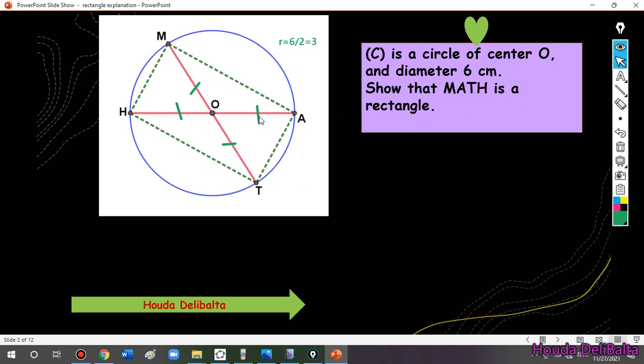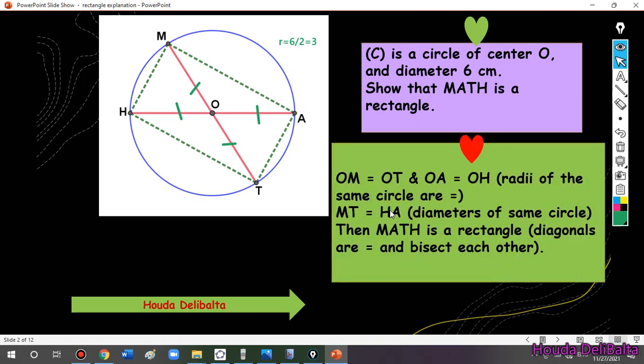MT and HA represent diameters of this same circle, then definitely MT and HA measure 6 centimeters, so they are equal. They bisect each other because simply OM is equal to OT and OA is equal to OH. So that's why we say that the diagonals are equal and bisect each other, and thus MHTA is a rectangle because its diagonals MT and HA are equal and bisect each other. That's according to proving a quadrilateral a rectangle by using its diagonals.